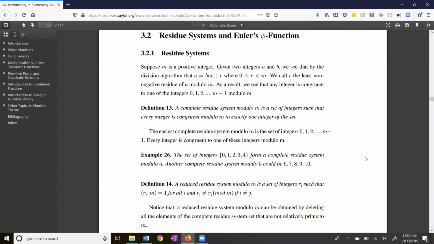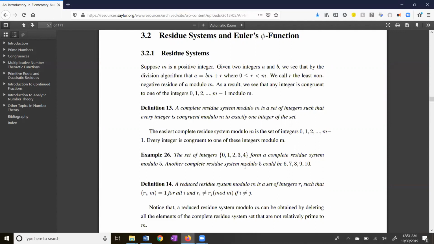I did want to mention the complete residue system and the reduced residue system before we do congruences. These are fancy sounding names here, but it's not a difficult concept. A complete residue system modulo M is a set of integers such that every integer is congruent modulo M to exactly one integer in the set. The easiest complete residue system mod M is the integers 0 through M minus 1. For example, if we're in modulo 5, the set 0, 1, 2, 3, 4 is a complete residue system mod 5.